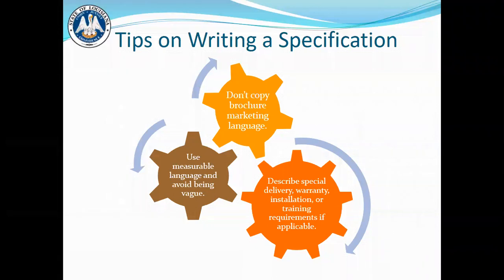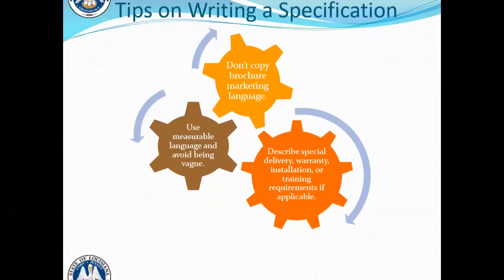And you want to describe any kind of delivery, such as: do you need an elevator? Are you on the second floor? Do you need a forklift to unload? Do you have a loading dock? All this should be included. Warranties, installations, or training requirements, any of that should also be listed in your specifications.